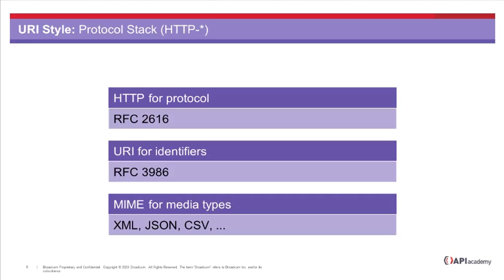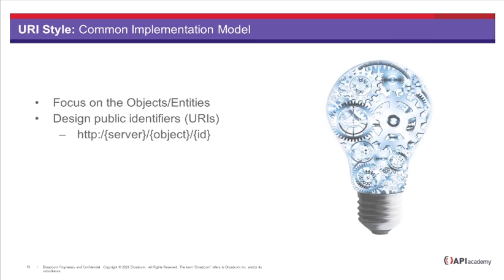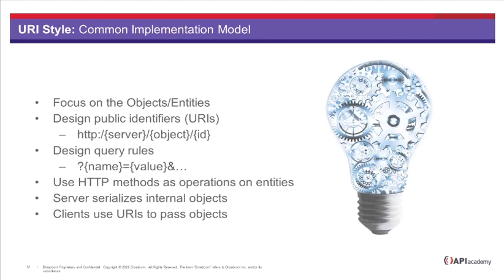As opposed to SOAP, where you focus on function, the common implementation model for URI style focuses on objects referred to as entities or resources. In essence, it's like describing nouns instead of verbs. First, you decide what your objects are. Next, you can design URIs that are a representation of those objects. You can then design query rules. On top of those resources, you would use HTTP methods as verbs, such as put, post, get, delete, as a way of interacting with those resources.